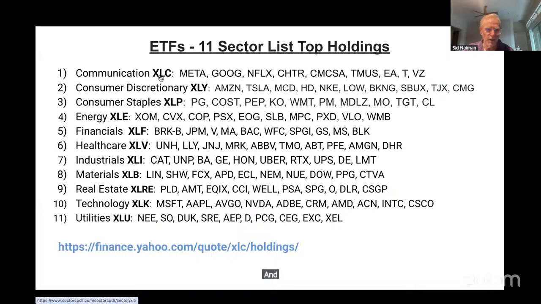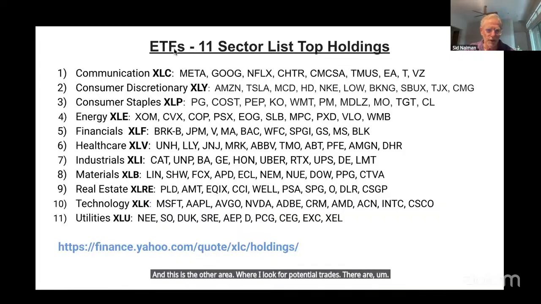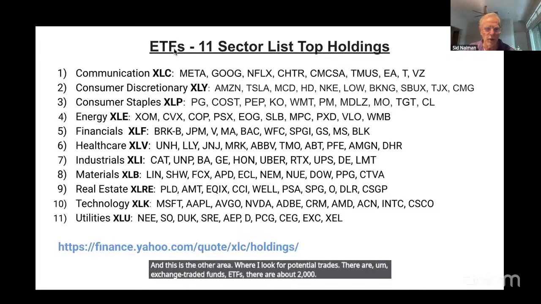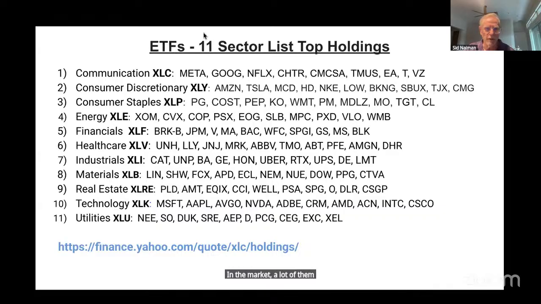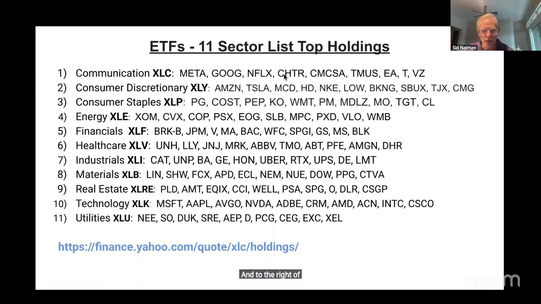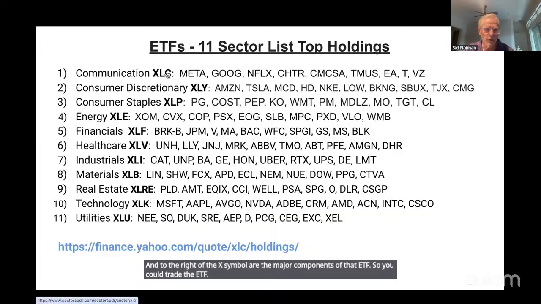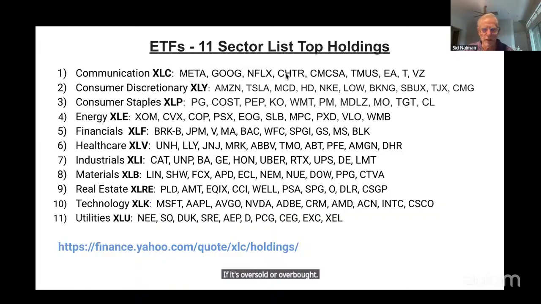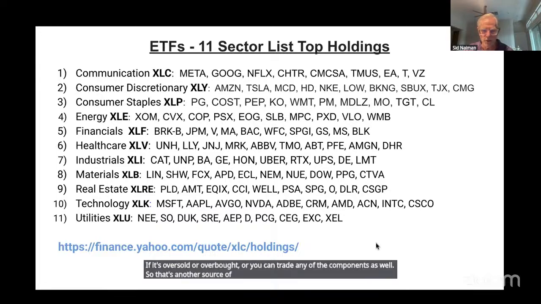And this is the other area where I look for potential trades: exchange traded funds, ETFs. There are about 2,000 in the market, a lot of them, but there are 11 major ETFs, and these are highlighted with the X symbol, starting with an X. These are the descriptions, and to the right of the X symbol are the major components of that ETF. So you can trade the ETF if it's oversold or overbought, or you can trade any of the components as well. So that's another source of potential trades.